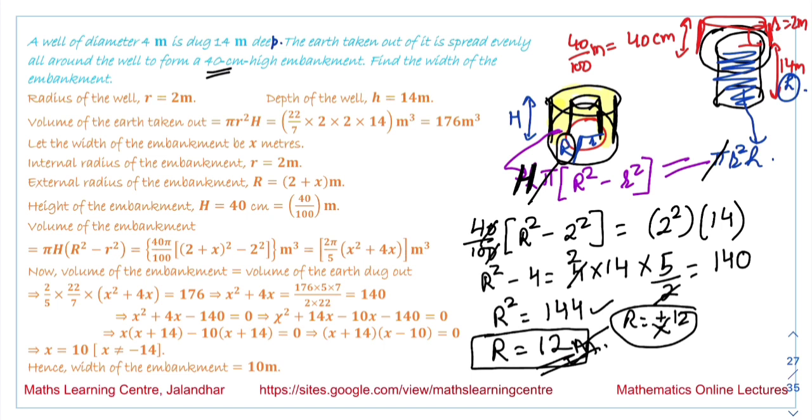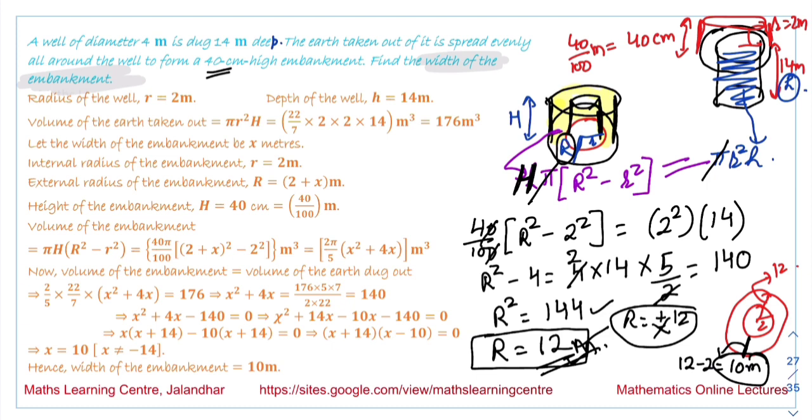So what we have to calculate is the width of the embankment. The inner radius is 2. The outer radius we are talking about is 12. So the width that we will have over here is equal to 12 minus 2, that is equal to 10 meters. So this is the required width.